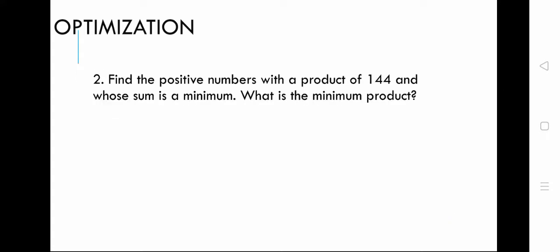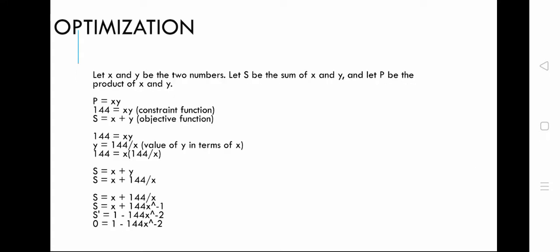So number 2, find the positive numbers with a product of 144 and whose sum is the minimum. And another, what is the minimum product? Similarly, let x and y be the two numbers, let s be the sum of x and y, and let p be the product of x and y. So p is equal to x times y, 144 is equal to x times y, which is the constraint function. Ito yung another function na nahanap natin na halos complete ang given.